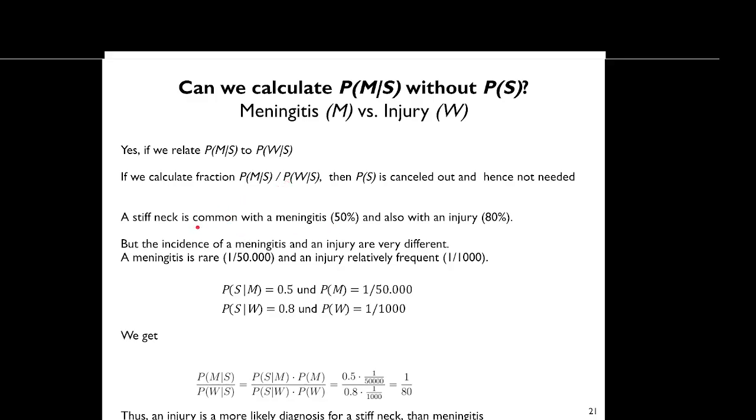So let's assume that a stiff neck is quite common with a meningitis, 50%, but actually it's even more common with an injury, 80%. The meningitis was 1 in 50,000. Injury, let's say, is 1 in 1,000. So again, it's a much more frequent complaint. Now, we have all of the numbers together, and that means we can calculate this ratio without using the probability of a stiff neck, which we said was difficult to calculate. Sticking in all of these values, we get a ratio of 1 to 80. So that means it's much more likely that the correct diagnosis is injury than meningitis. So quite a good outcome.